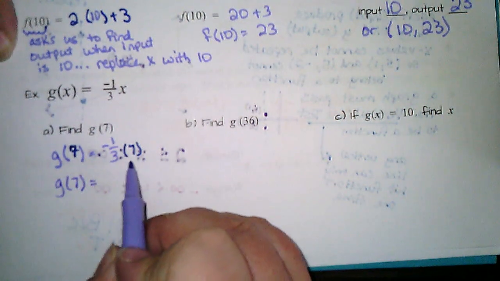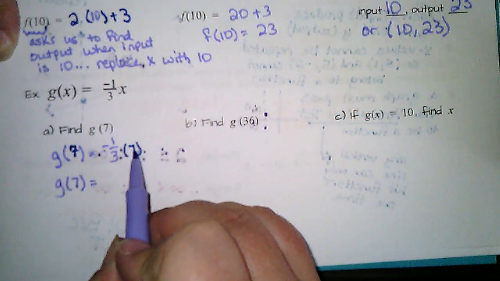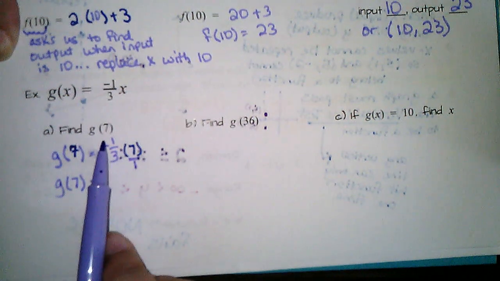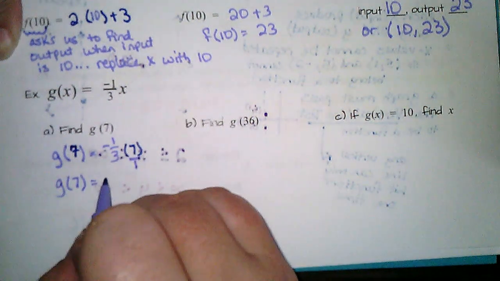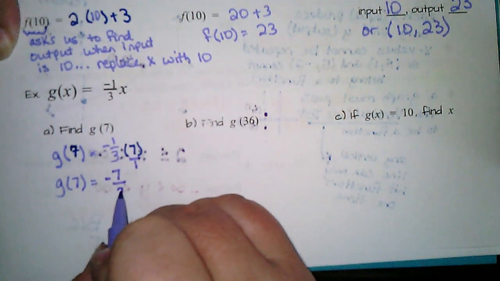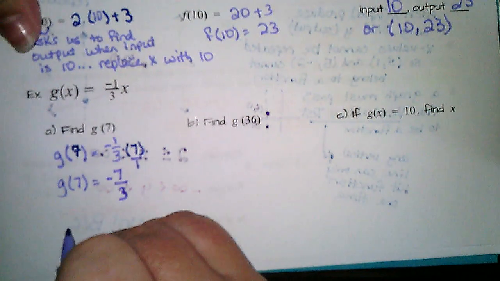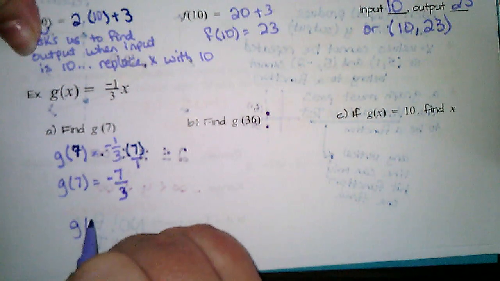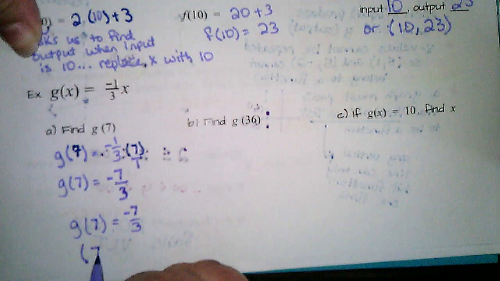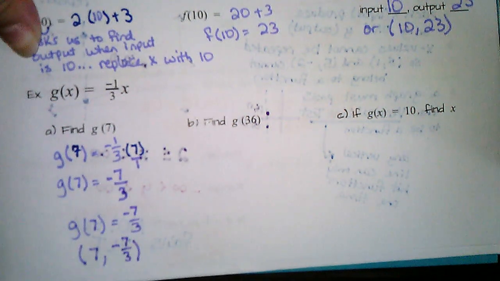So I've got g of 7, negative 1/3 times 7. Just like we did in fraction practice, I need to multiply fractions, but this 7 isn't a fraction. So to get it to be a fraction, I put it over 1. So my numerator now is negative 1, and this one's numerator is 7. So that's negative 7. And this one's denominator is 3, and that one's denominator is 1. So 3 times 1 is 3, negative 7/3. Okay? So g of 7 equals negative 7/3. And if you wanted to change that to an ordered pair, it would be 7, comma, negative 7/3.